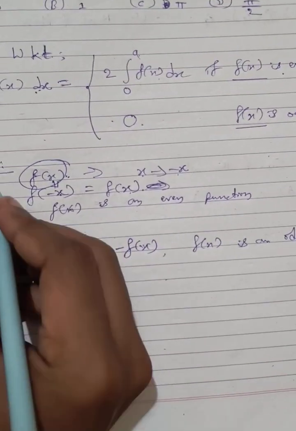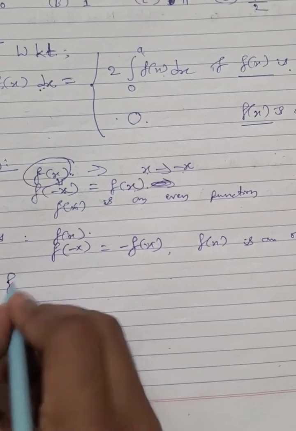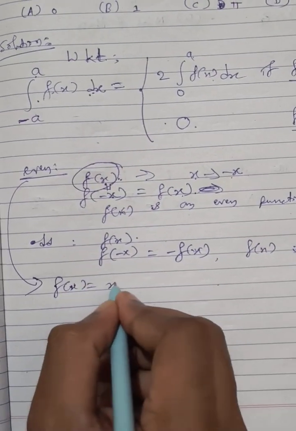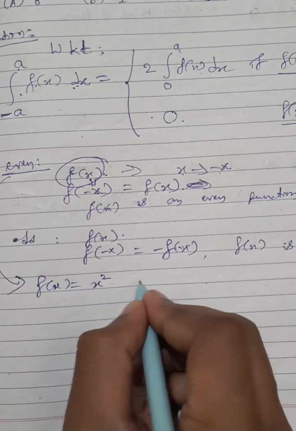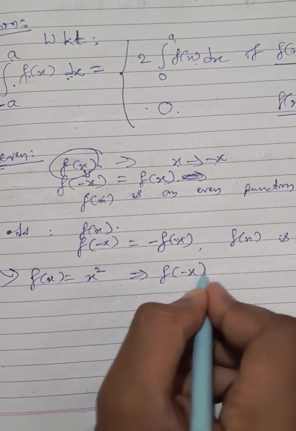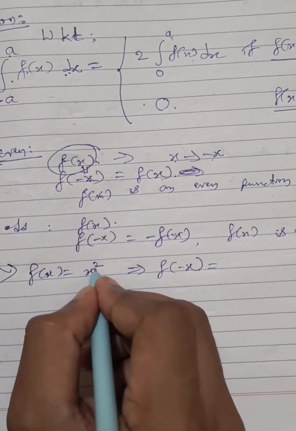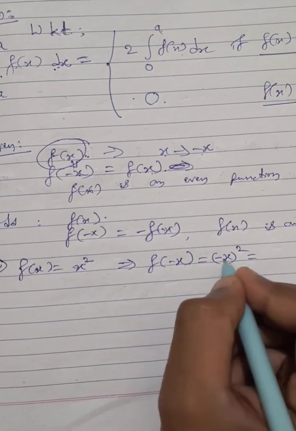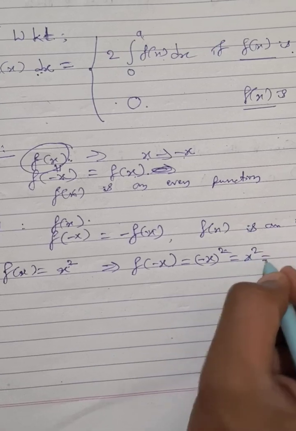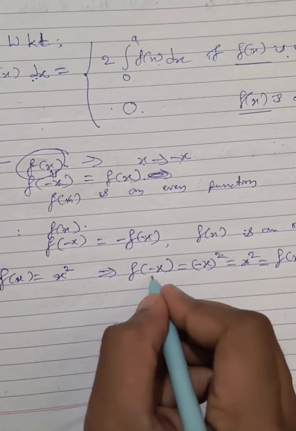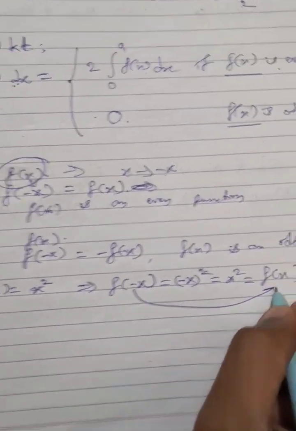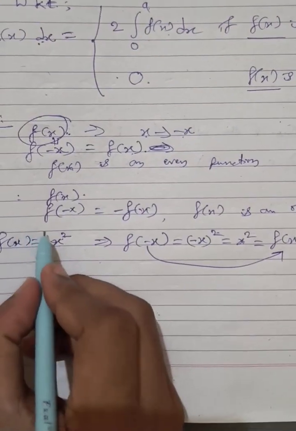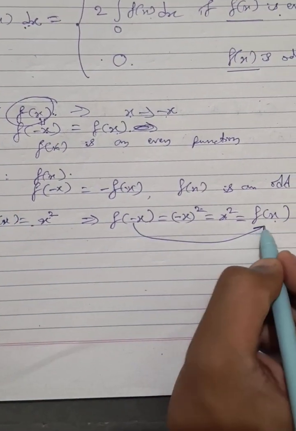An example of an even function: take f of x equals x square. Replace x by minus x: f of minus x equals minus x whole square, which is again x square only. So f of minus x becomes f of x, and x square is an even function.